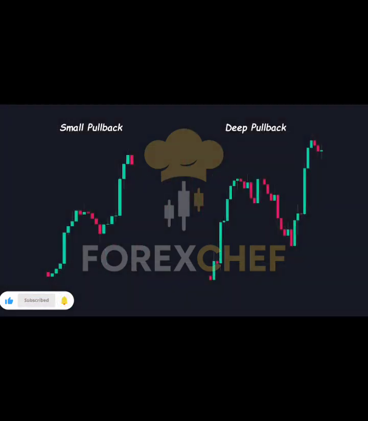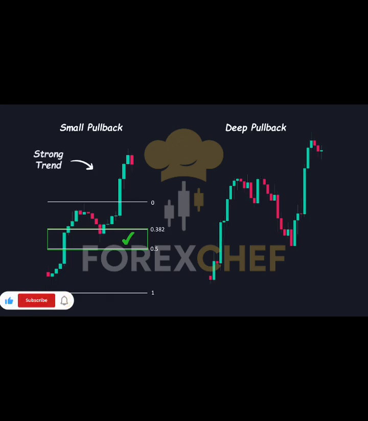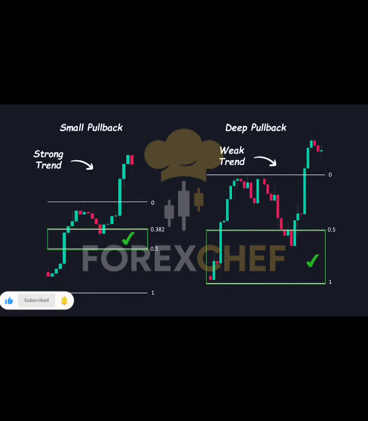Now here's an important point. Pullbacks come in many shapes and sizes. There are two main types: small and deep pullbacks. A small pullback, typically between the 38.2% and 50% retracement levels, signals a strong trending market. On the other hand, a deep pullback, usually falling between the 50% level and a previous support area, indicates weakness in the trend and may suggest a possible reversal or slowdown in momentum. If the correction does not reach at least the 38.2% level, it is not considered a valid pullback. We should treat the entire movement as a single leg.